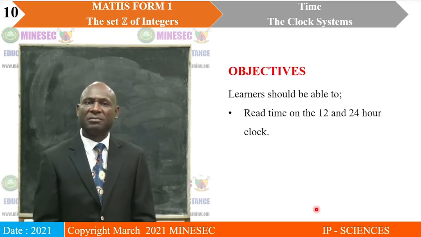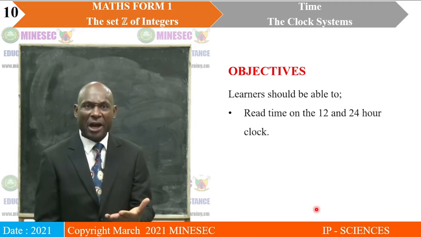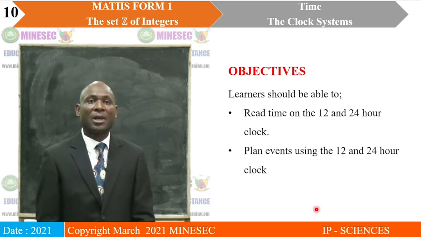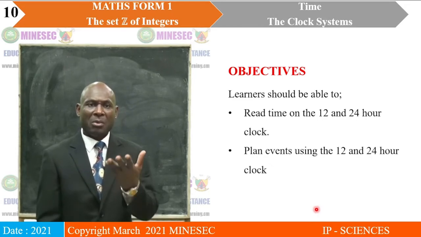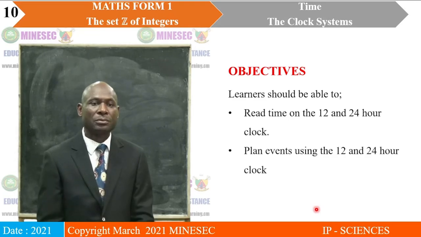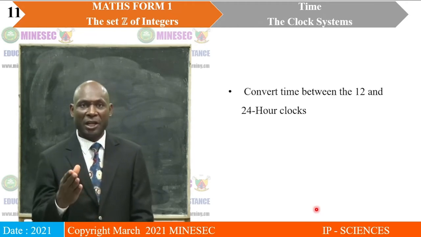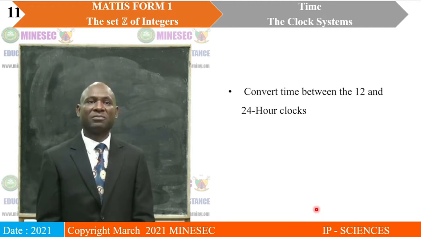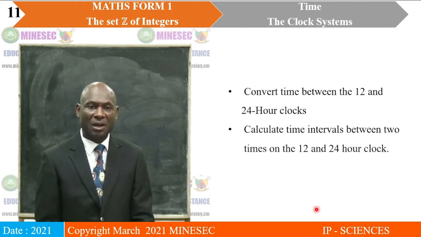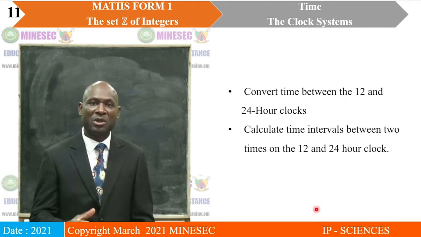Lesson objectives. Learners should be able to read time on the 12 and 24 hour clock. Learners should be able to plan events using the 12 and the 24 hour clock. Learners should be able to convert time between the 12 and the 24 hour clocks. Learners should also be able to calculate time intervals between two times on the 12 and the 24 hour clock.